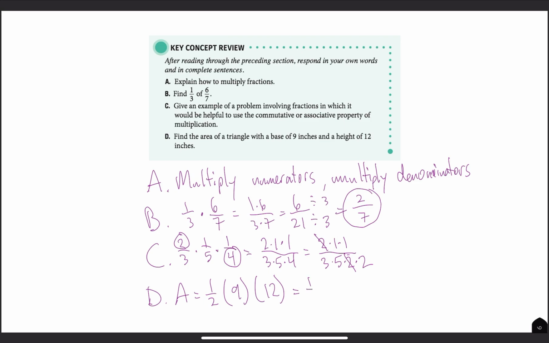So I could easily write this in a different order because the commutative property of multiplication allows me to do that. Half of 12 is 6, and 6 times 9 is 54. So that's 54 square inches, and you can also write it SQIN. So that is the area of that triangle.